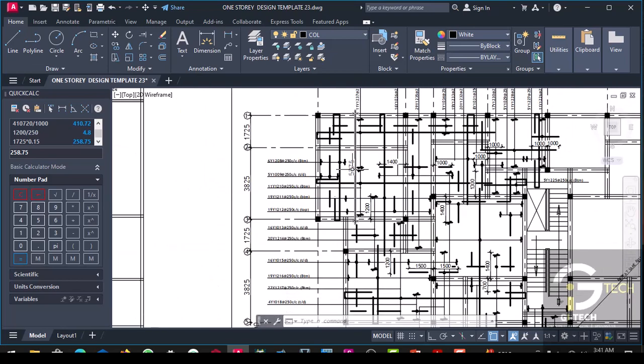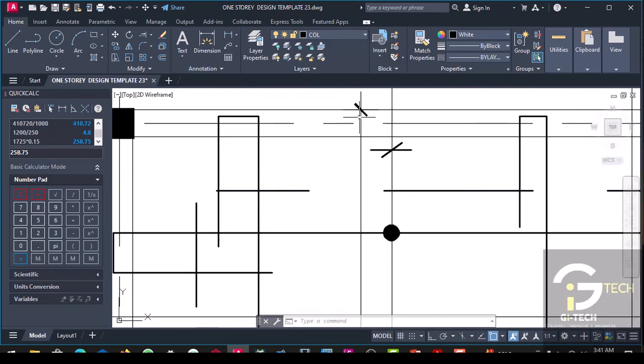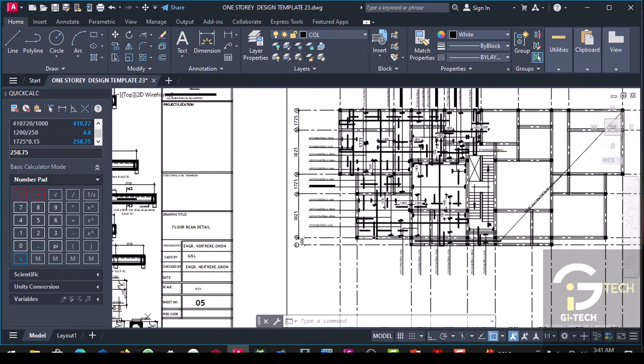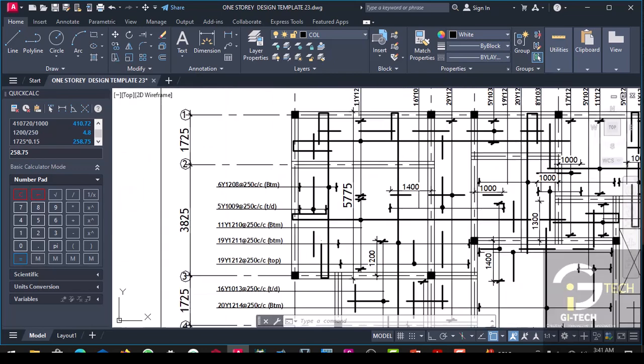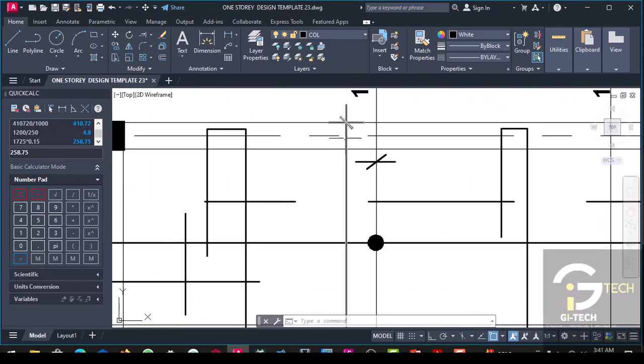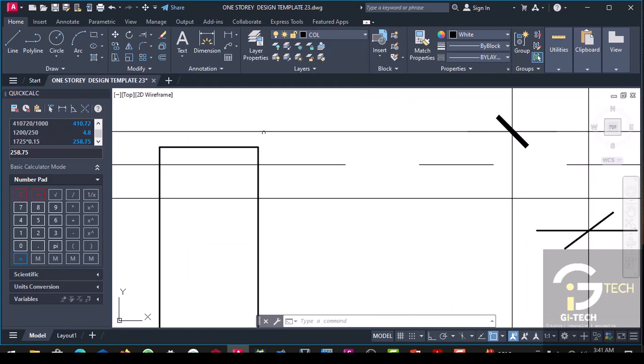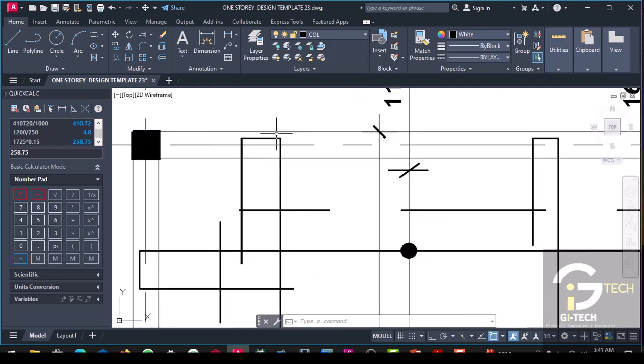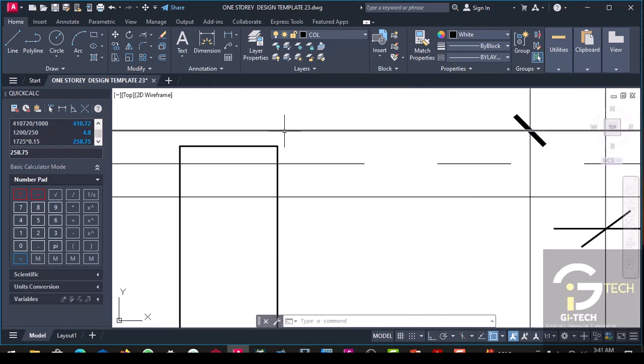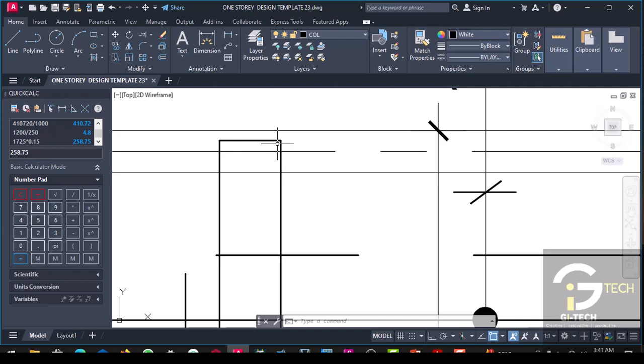5775. Okay, now the dimension we are taking is out to out. But the reinforcement is not going to be placed from out to out. Rather, there will be a cover. Mind you, this is the formwork. So there will be a cover from this formwork to somewhere here, that way we have the reinforcement.